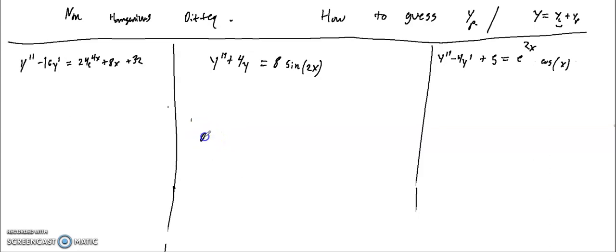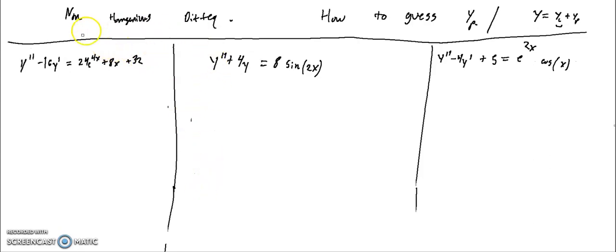It would be like ay'' plus by' plus cy equals 0. That is a homogeneous part, and we'd factor it out like ar squared plus br plus c. And we'd factor it out. We'd get complex roots, repeated roots, distinct roots, one of the three, and we'd use the correct formula, etc. And we'd get our complementary solution.